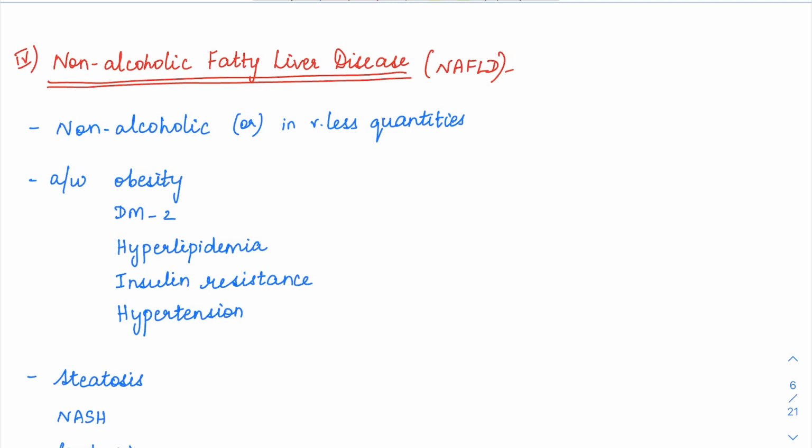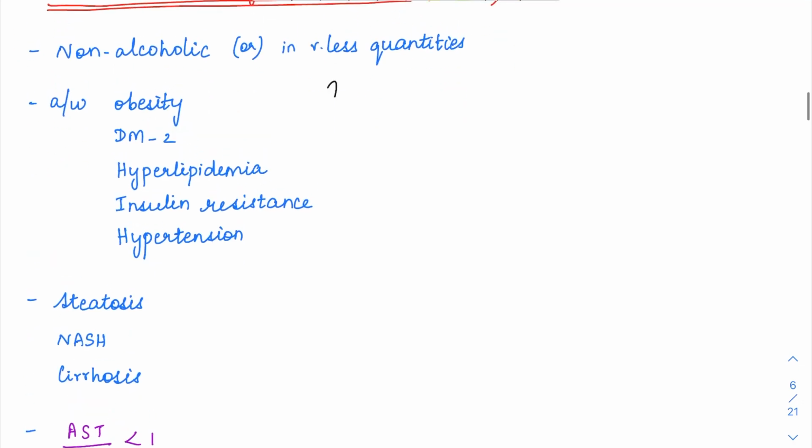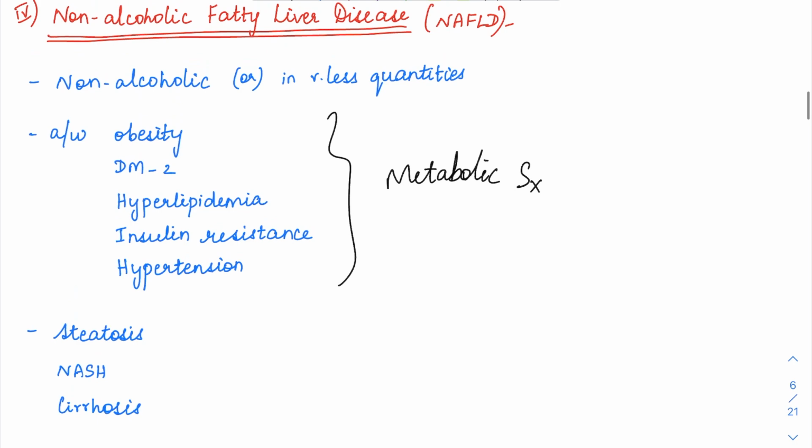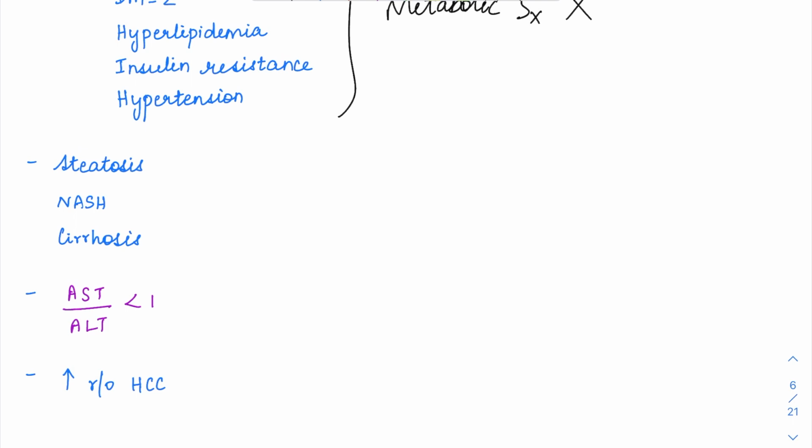So non-alcoholic fatty liver disease is going to have the same features as alcoholic liver disease only, but the only thing is there will be very little consumption of alcohol, or no consumption. And classically, these patients will have metabolic syndrome. So in this, the patients will be obese and they'll have diabetes, hypertension, hyperlipidemia, insulin resistance. All of this constitutes the metabolic syndrome. So metabolic syndrome X can present with NAFLD. And the stages of the liver disease are also the same as alcoholic liver disease, that is steatosis, then hepatitis, which is called non-alcoholic steatohepatitis, NASH, and then the cirrhosis stage.